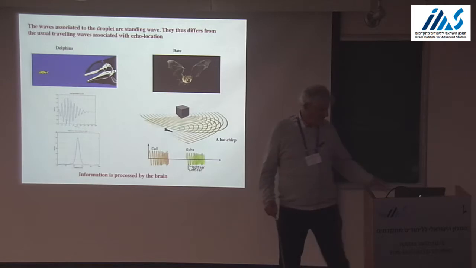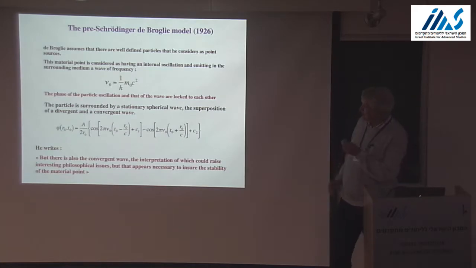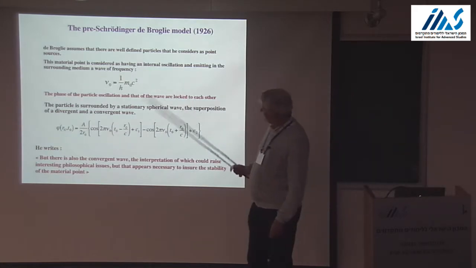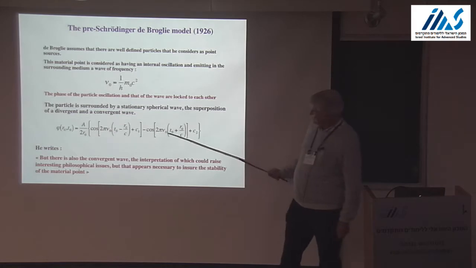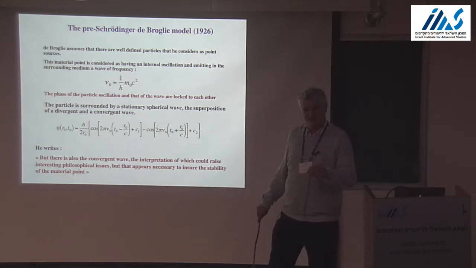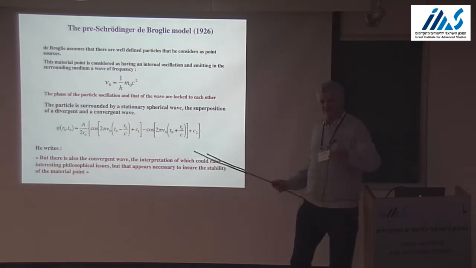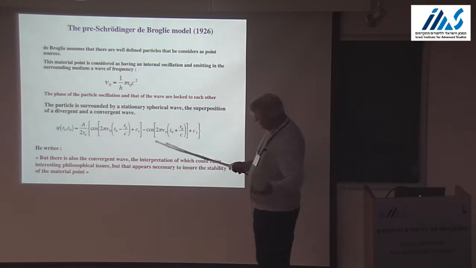And strangely enough, a standing wave had been considered by De Broglie in very early models of quantum mechanics, where he had said that you could have a particle associated to a standing wave. And he thought not of a statistical wave, but of a physical wave associated to the drop, to the particle.